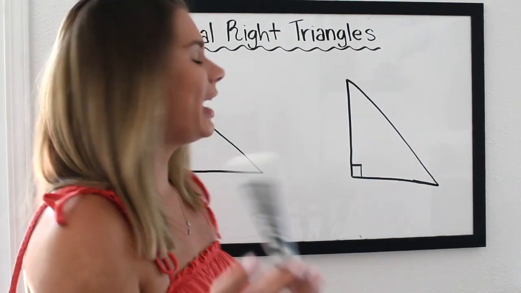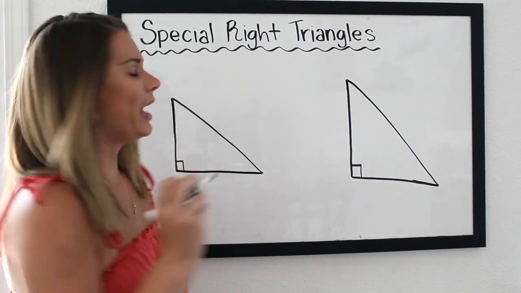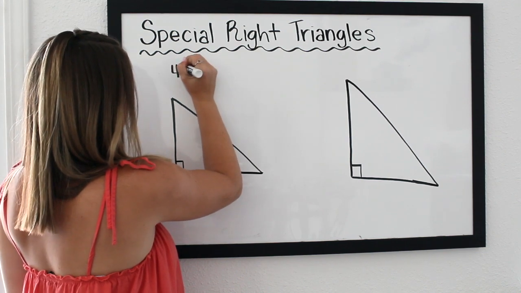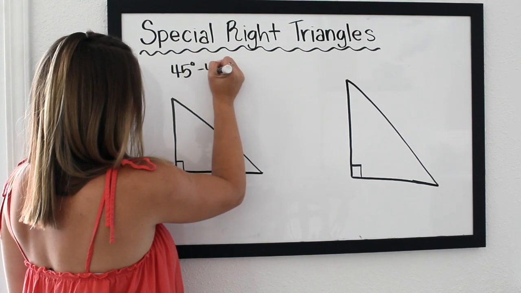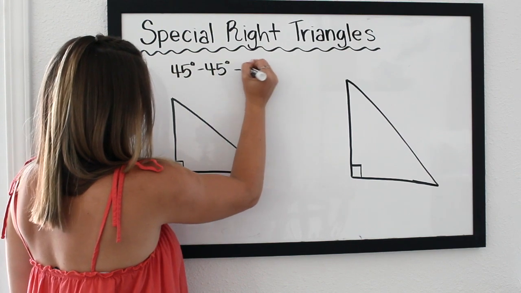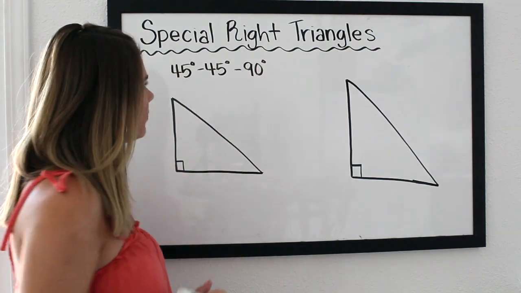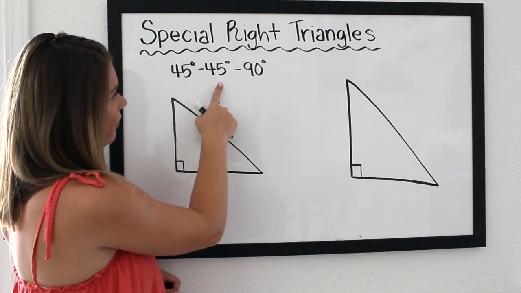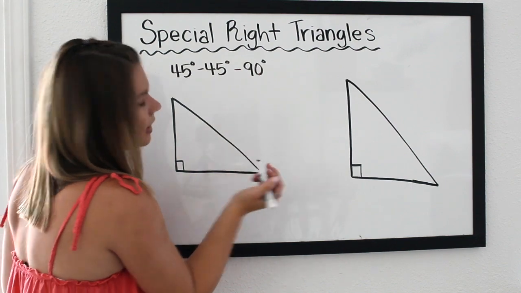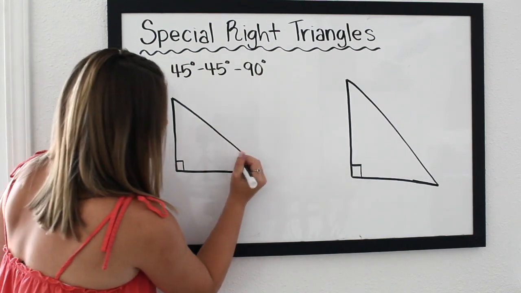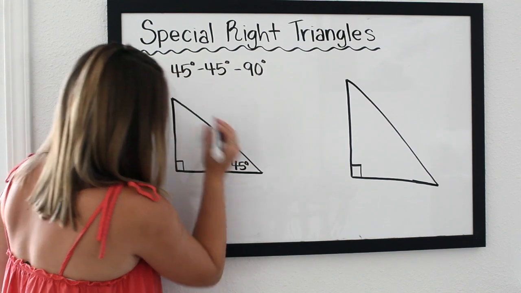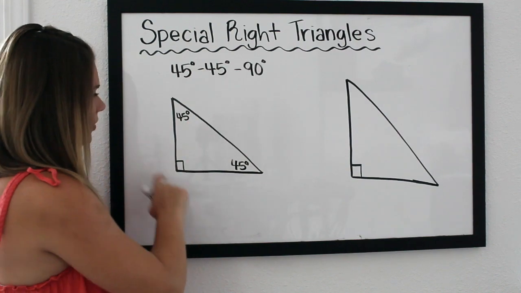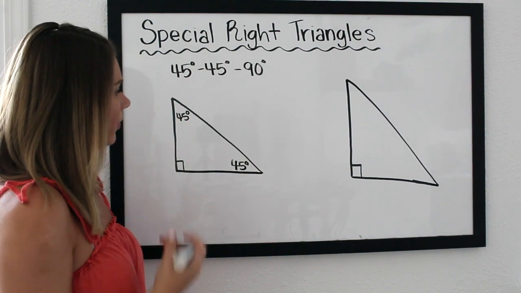So we have two different kinds of special right triangles. We have what we call a 45, 45, 90. So what that means is the three angles on this triangle are 45 degrees, another 45-degree angle, and a 90. So I'm going to label that on my diagram. So 45, 45, and this little square right here represents my 90-degree angle.